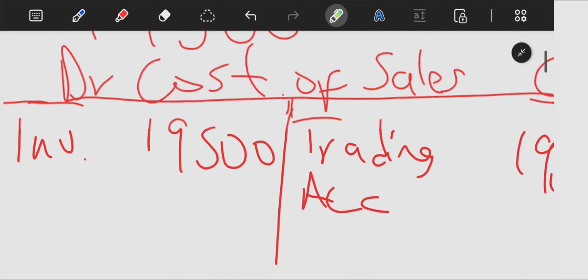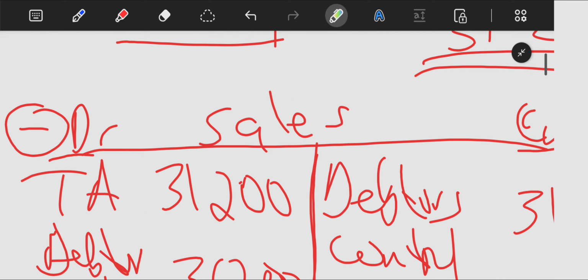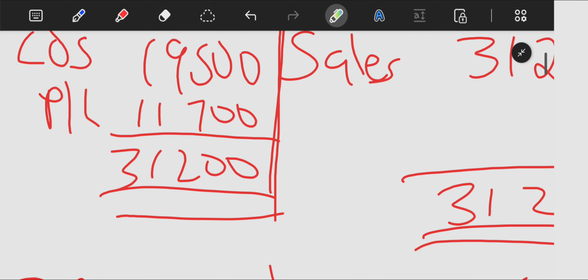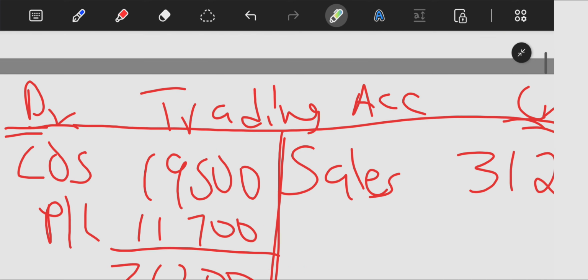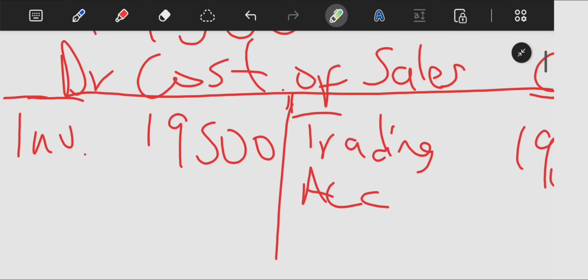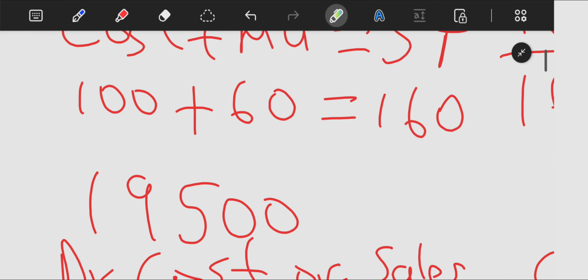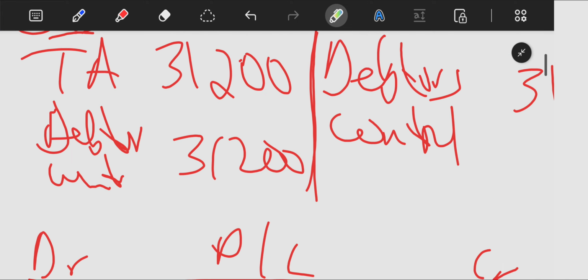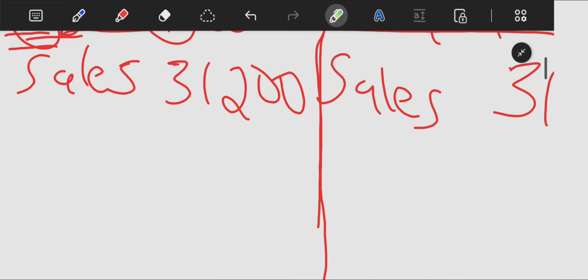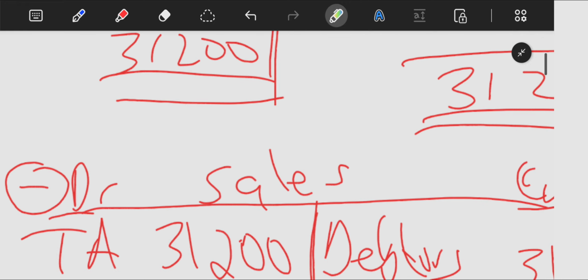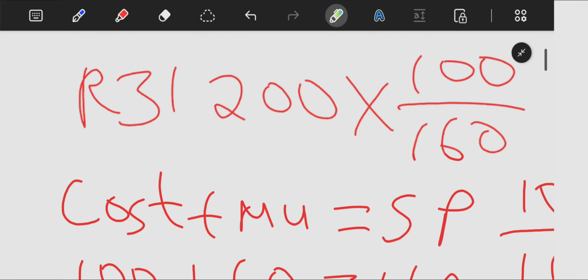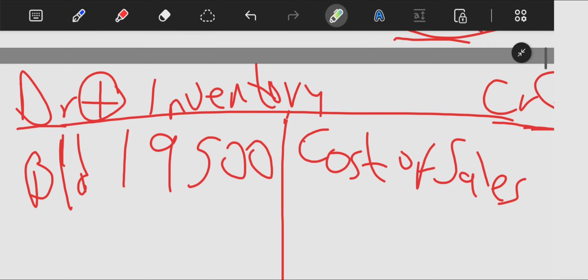Right. Now, let's go to our inventory. Now that we have reversed this, let's go to our inventory. This is our trading, this is our cost of sales. Trading account, sales, profit and loss, debtors control. I didn't have inventory account here. Oh, okay, here it is.